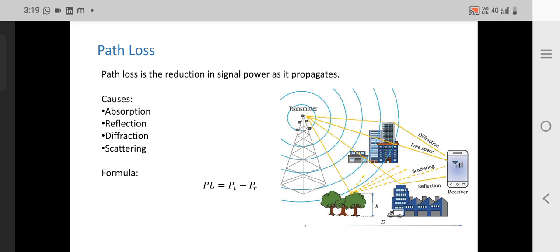Usually, we have come across the term path loss multiple times in this subject. It is the reduction of signal power as it propagates over a certain distance from transmitter to receiver, caused by absorption, reflection, diffraction and scattering. The formula for path loss is Pt minus Pr, where Pt is the power of the transmitter and Pr is the received power. You can see the diagram, which explains a signal transmitted from transmitter to receiver. There are multiple obstacles like diffraction, free space, scattering and reflections, where h is the height of the obstacle and d is the distance from transmitter to receiver.